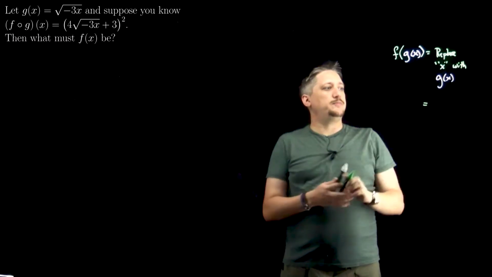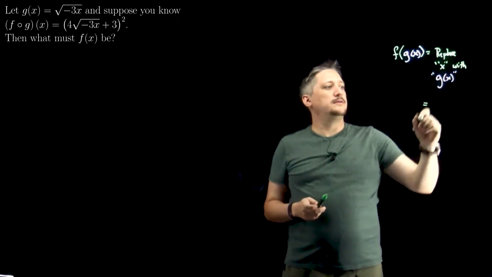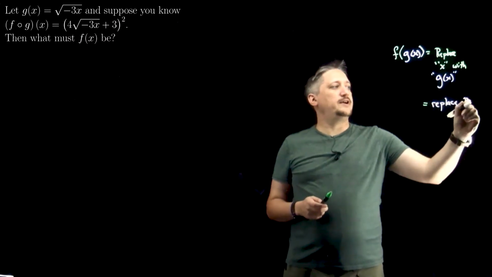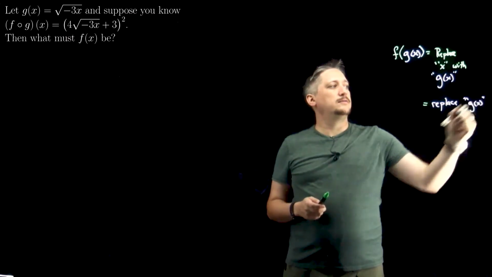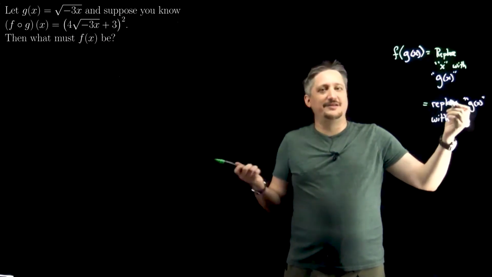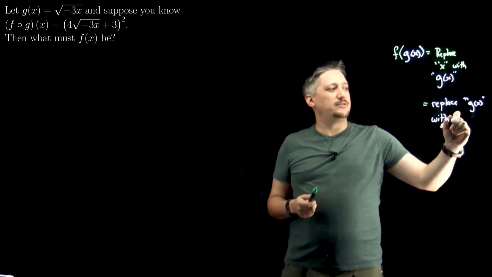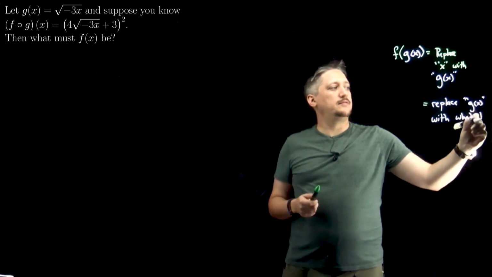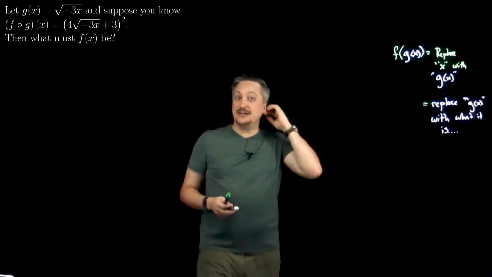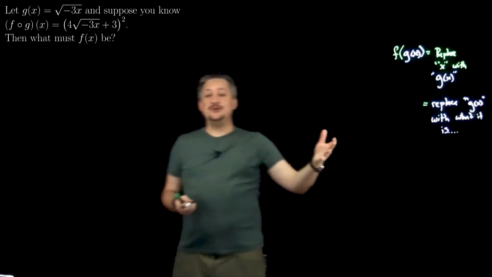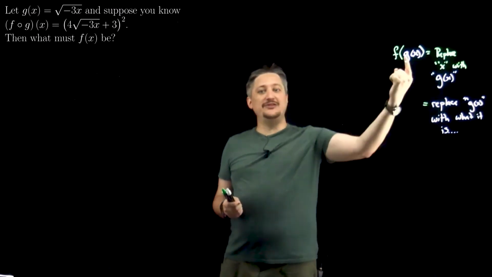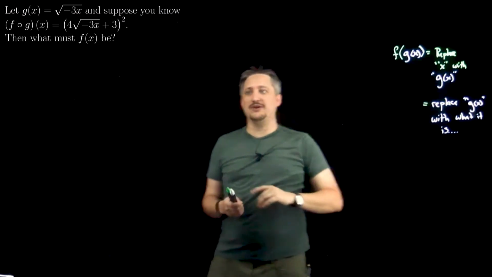And then the next step would be to replace g of x with its actual definition, with what it is. This is the general layout if I were given f and given g and asked to compute f of g. So what we're going to do instead is go this direction instead of that direction in this process.